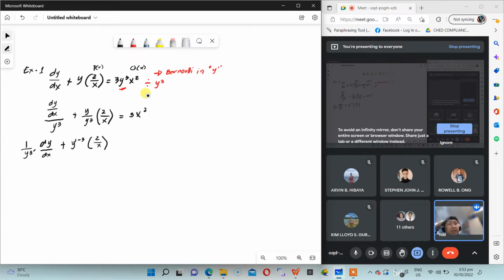So i-minus din mo na siya, so man-negative. So 3x squared. So from here, since this is reciprocal, I could make this one as y raised to the power of negative 3. Same lang man na sila. Okay? So dy over dx. Okay. From there, plus, so 1 minus 3, that is y raised to the power of negative 2, or 1 over y squared. Di ba? Pareha na sila. So 2 over x equals 3x squared.